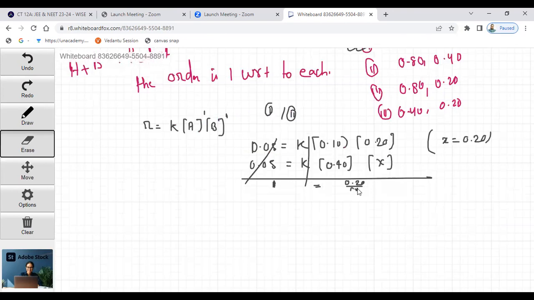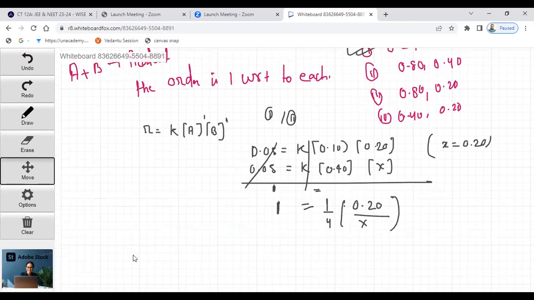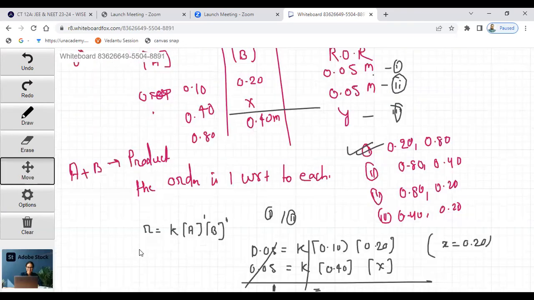If you divide this, you will get the result that this value will be equal to 1, and this division value will give 1 by 4 into 1 by 4, and this division value will give 0.20 divided by X value. Suppose I am dividing the equation and you have to calculate the value. There will be some mistake in the question.